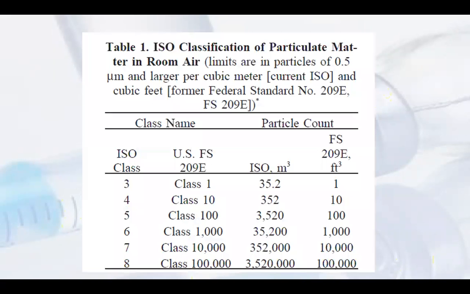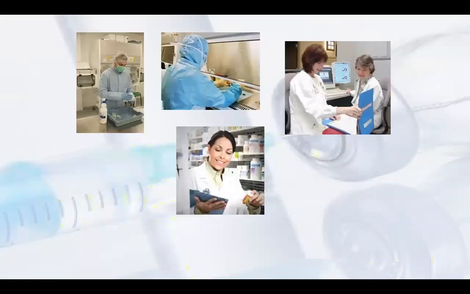Classifying particulate matter, how much in a room, the limits, ISO class 3, 4, 5, 6, 7. The particle count can be given up to that. This is how they perform in an injectable area, parenteral area.